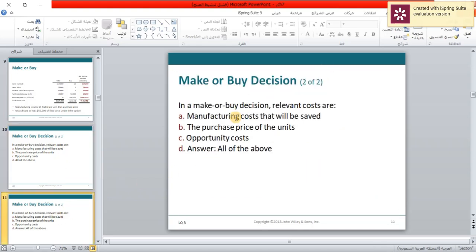Make or buy decision. In the make or buy decision, relevant costs are manufacturing costs that will be saved, the purchase price of the unit, and opportunity cost. So the correct answer is C. Now we will take an exercise which contains A, B, and C.